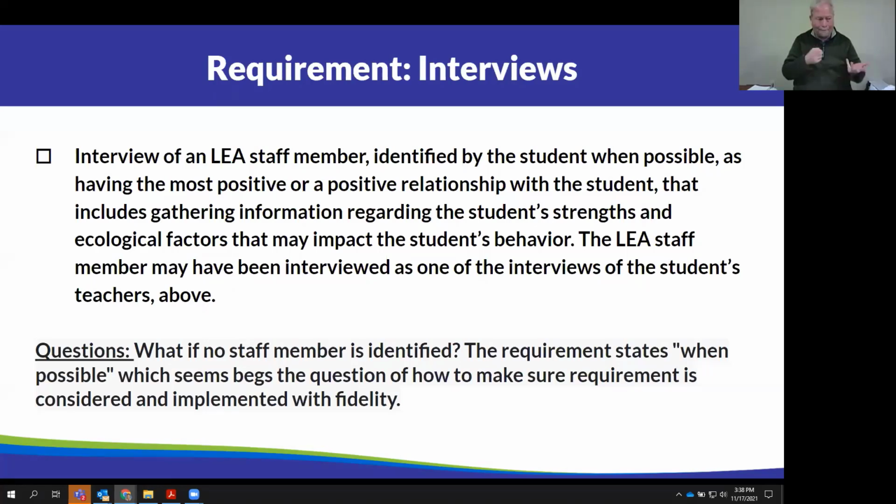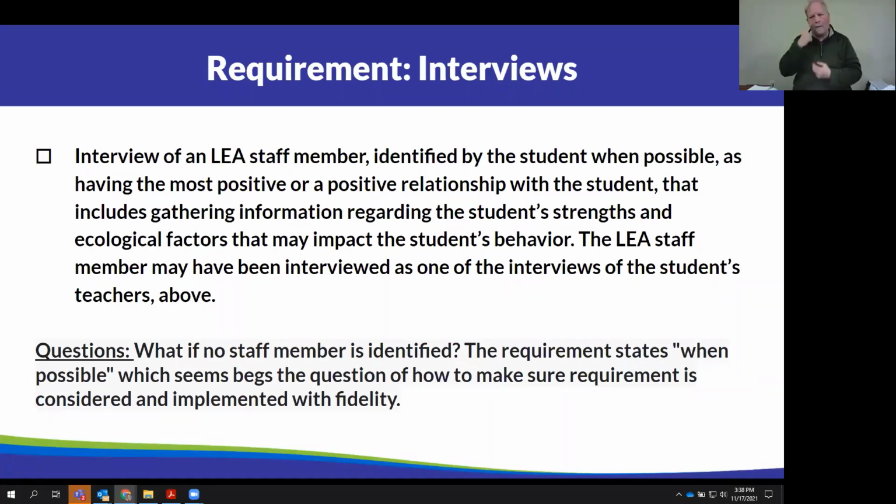One of the questions was about "when possible." So is this sort of an optional thing to do? It's not optional. The "when possible" in the rule, in the statement, refers to the student choosing the staff member. So you may have a very young student who isn't able to identify a staff member they have a positive relationship with, for various reasons, or maybe they just refuse to. Then it becomes the IEP team's responsibility to identify that staff member.